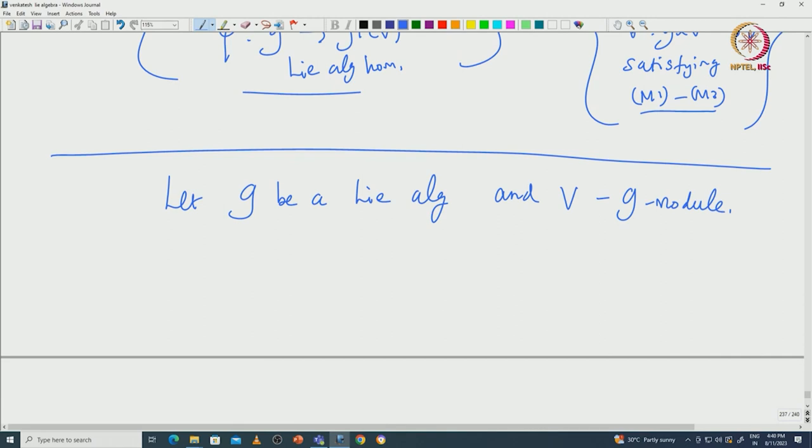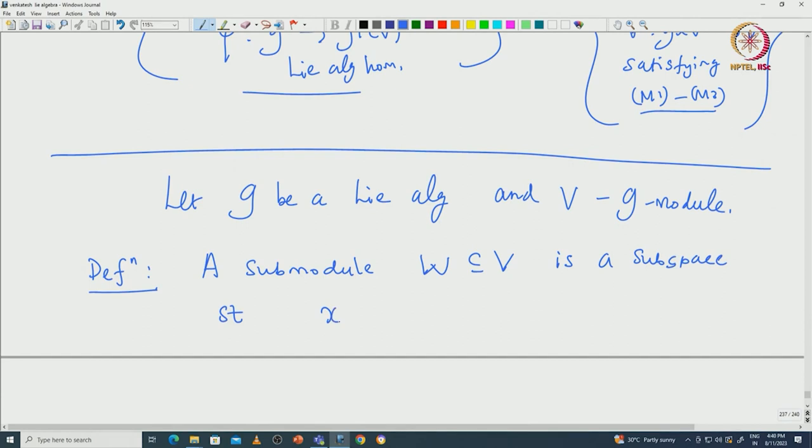Now what is a submodule? Here is the definition. A submodule W of V is a subspace, first of all, such that whenever you take x from g and v from W, then if you compute the action of x on v, that should be inside W. This should be true for all x in g and v in W.